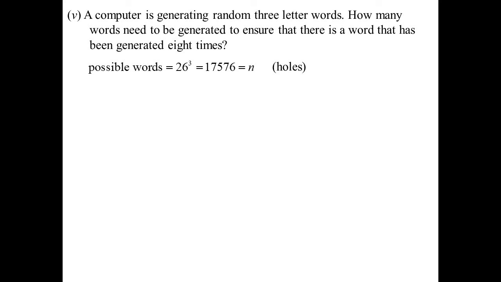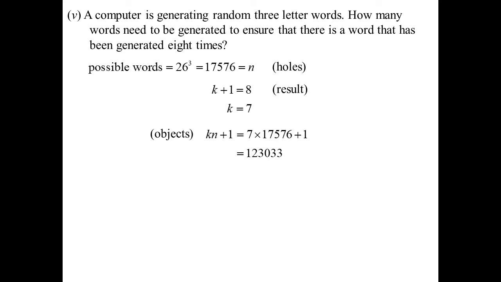So n, the number of holes, is going to be 17,576. k plus 1, because we want the result to be 8. So that tells me k is 7. So the number of objects we need to place is kn plus 1. kn plus 1 works out to be 7 times 17,576 plus 1. We need to generate 123,033 words to ensure that a particular word has been generated 8 times.